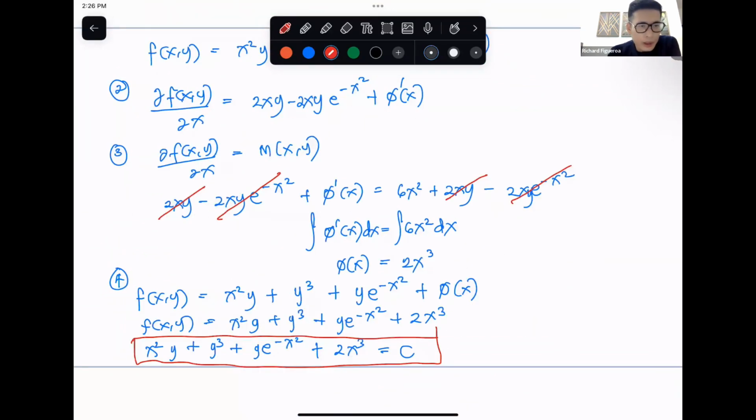Sir, may I ask? If M is what we chose in step 1, is phi y its partner? Yes. Basically, if it's M, phi y is its partner. If N, then phi x. Yes, that's a good observation.